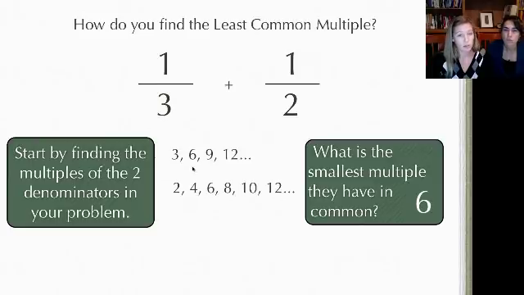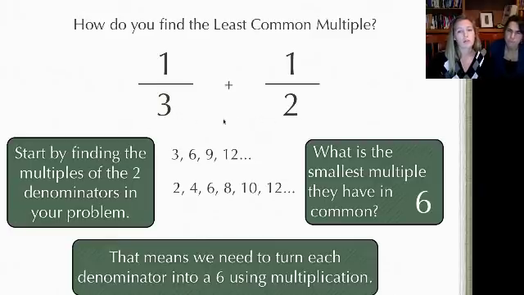So that means now that we have found the least common multiple of the two denominators, that is what we need to turn them into. We need to turn the 3 into a 6 and the 2 into a 6 through multiplication. Okay, so that's where this is all coming from. If we can do that, then we can have a common denominator, and it'll be easy to solve. So to get a 3 into a 6, we need to multiply by 2. And remember, same rule: if you do that to the denominator, you have to do it to the numerator. And to get a 2 into a 6, you have to multiply by 3. And again, you have to do the same thing to the numerator.